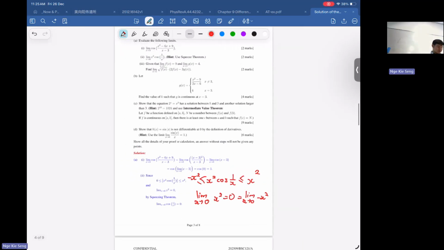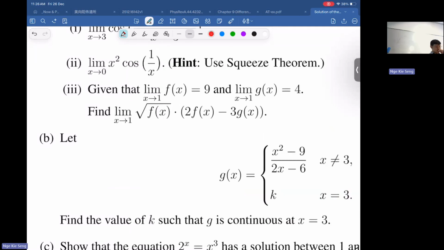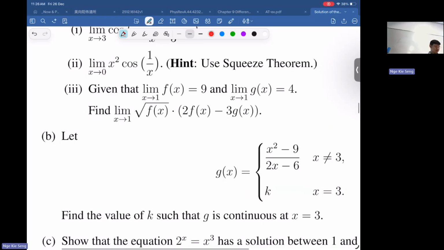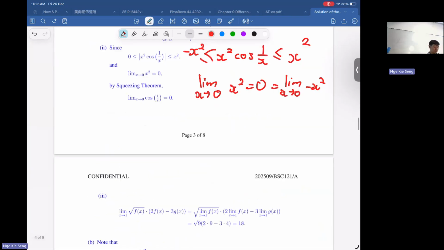Okay, how about the third one? The third one is: I tell you the limit of f and the limit of g, and then you compute the limit of this composition. Because these compositions are continuous, you can bring the limit into, for example, the square root function, and the limit is linear, so you can bring it into the difference. The limit is also multiplicative: the limit of a product is the product of the two limits. So you can split the limit up. This one's straightforward.